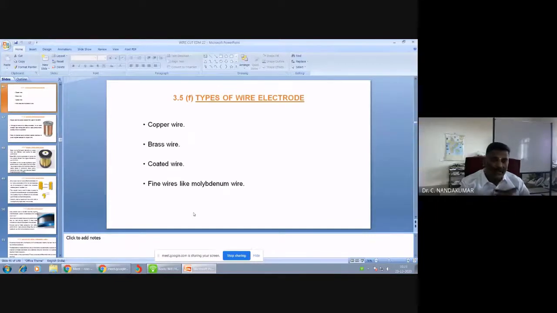In this wire EDM machine, we have 4 types of wires: copper wire, brass wire, coated wire, and fine wires like molybdenum. Majorly we use copper and brass, mostly brass and zinc coated brass wires. Molybdenum is for a separate machine; only on that machine can we use molybdenum. The molybdenum wire cannot be used in all the major wire EDMs. It is used separately for that machine.